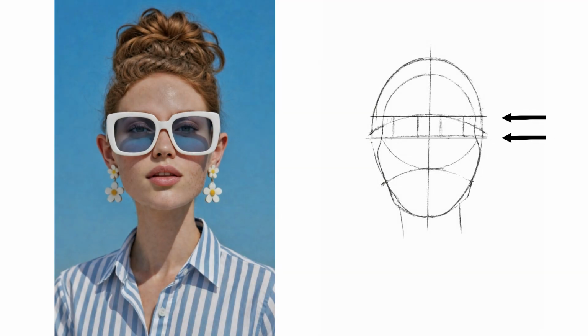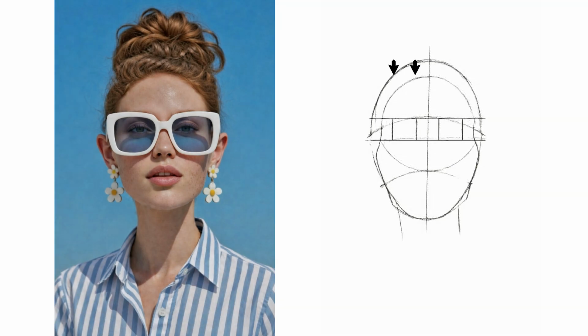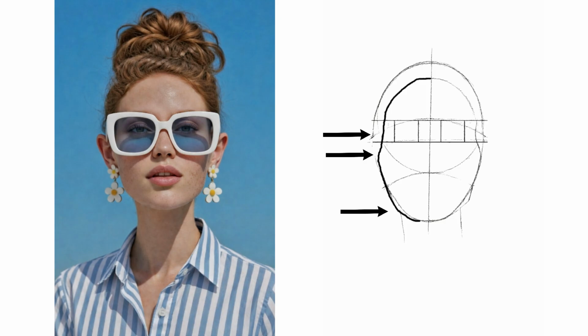Now, draw the brow bone line and the lower eye line. Next, mark the position of the eyes using these lines. Make sure there's about one eye's width between them. Now, shape the face to match the model's bone structure.